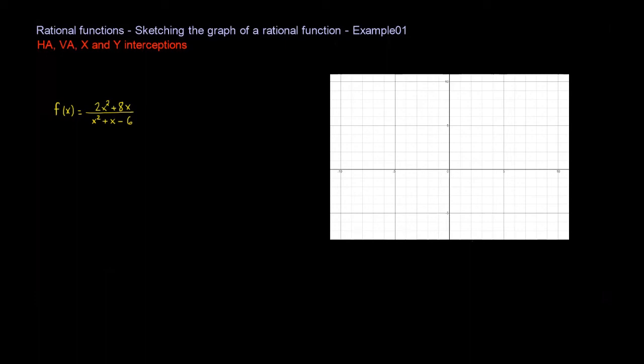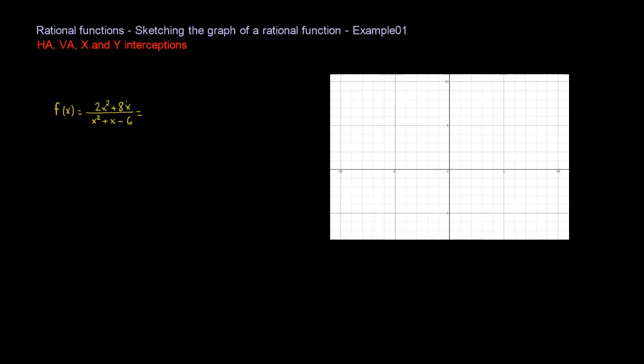Hi, in this video I'm going to sketch the graph of this super nice rational function, f of x, the one we got in here. The first thing I'm going to do is factor it, but just before that I'm going to take as a guide these four elements: the horizontal asymptote, the vertical asymptotes, and the x and y intercepts. Now, I'm going to factor this out.